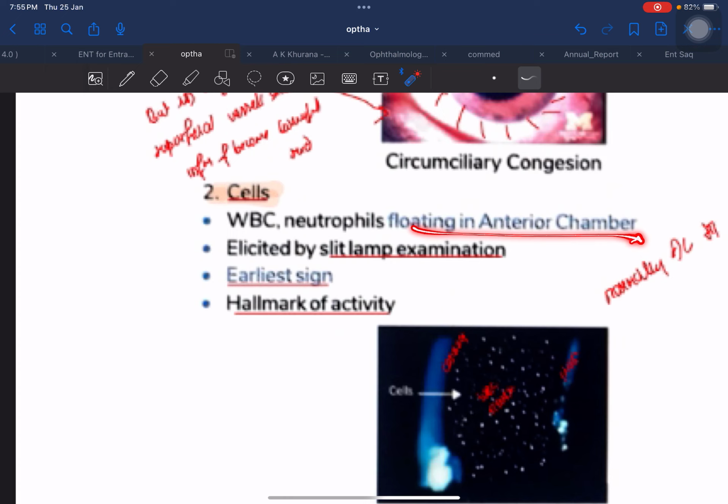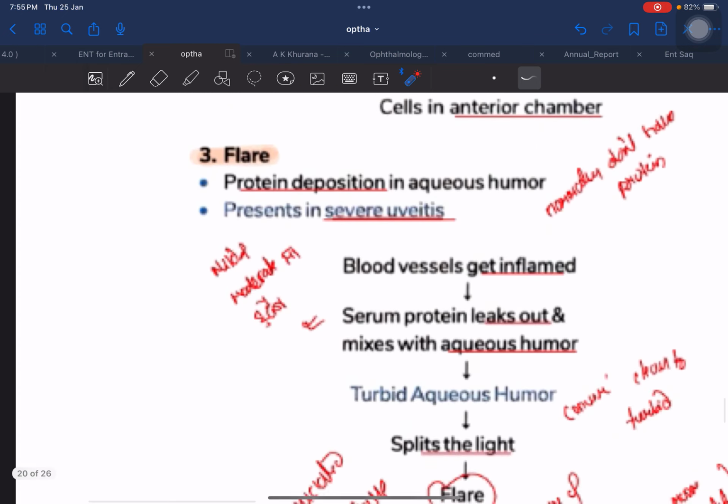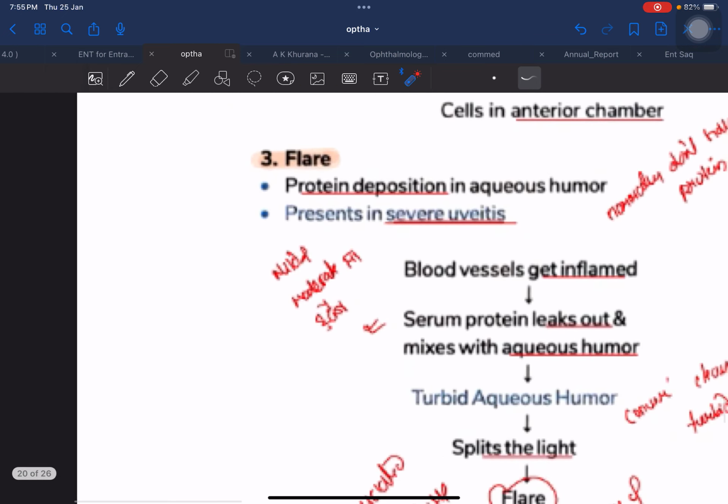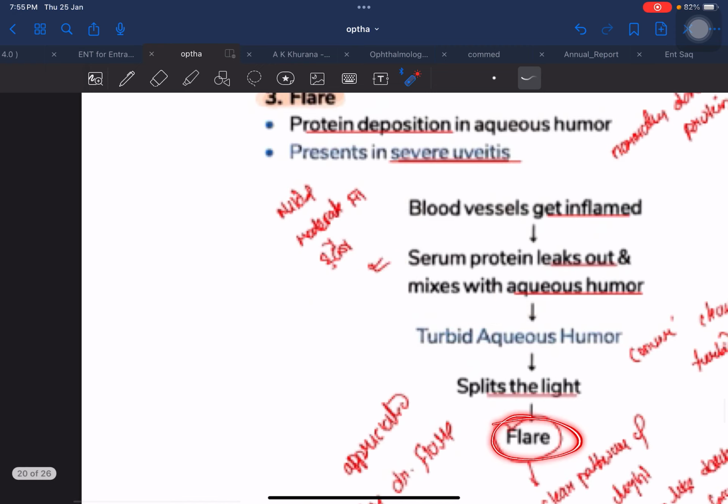These are the earliest signs: the flare and the cells. Talking about flare, this is protein deposition in the aqueous humor. Blood vessels get inflamed, and serum protein leaks out, as we have already mentioned there will be increased permeability and dilation of vessels. This mixes with the aqueous humor, and the aqueous humor becomes turbid. It will scatter the light, and that is what our flare is, right?